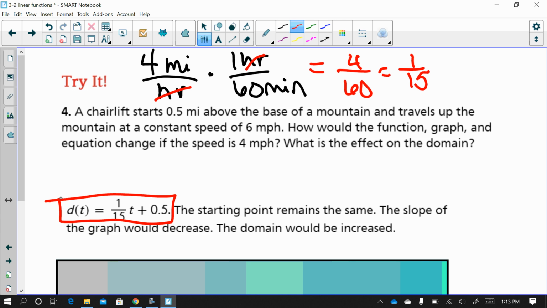So my slope changed. I'm moving slower, so my slope is less steep. The starting point is still the same, so my y-intercept didn't change. My domain would then be increased because I need more time.